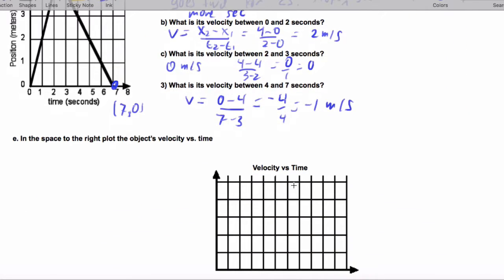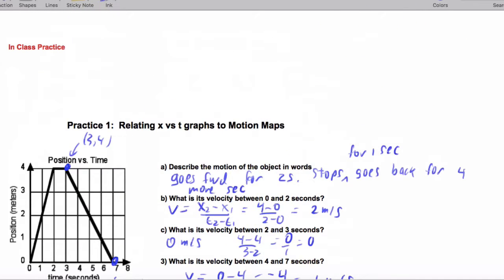All right, now when we plot the velocity versus time, I don't actually like the way this graph is set up. There really should be a mark here rather than this axis down there. The reason being that for the first 2 seconds, I'm going to get a velocity of 2 meters per second. Then for 1 second I stay stopped. And then from 3 to 7 seconds, 4, 5, 6, 7 seconds, it ends up being negative 1 meters per second. So that's the first page.